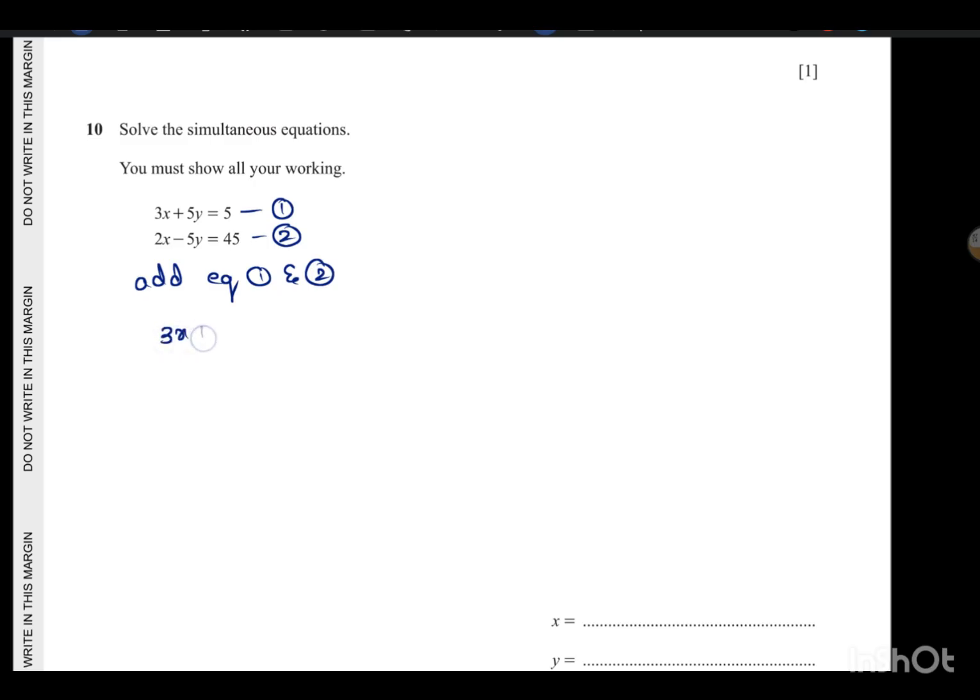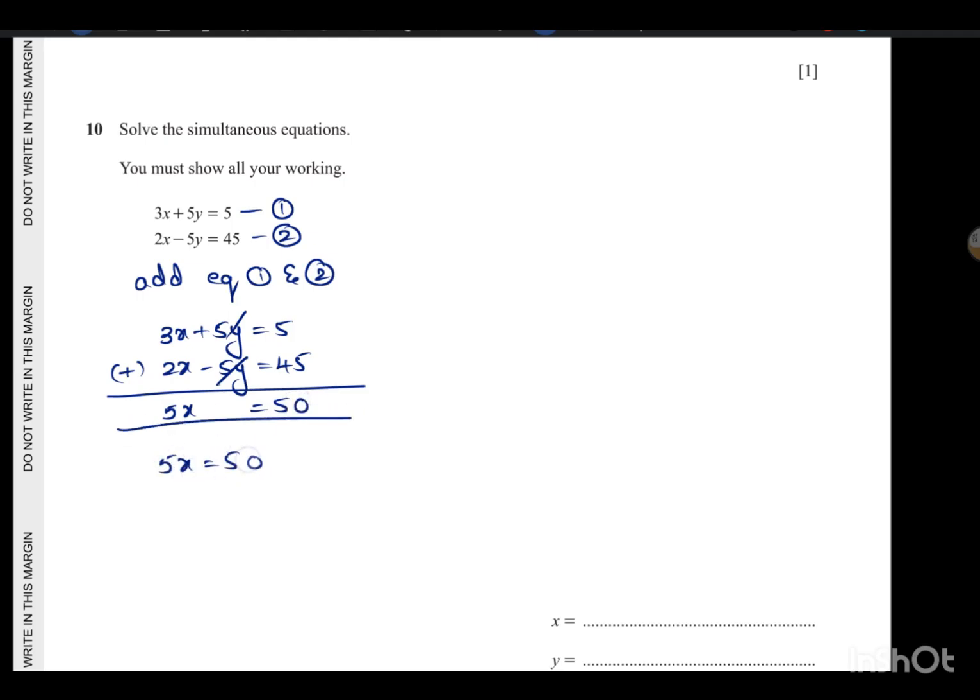So 3x plus 5y is equal to 5, and 2x minus 5y is equal to 45. Adding them, the 5y gets cancelled. 3x plus 2x will be 5x and 5 plus 45 will be 50. Using this, you find the value of x. x is equal to 50 by 5, that is 10. We've got the value of x.